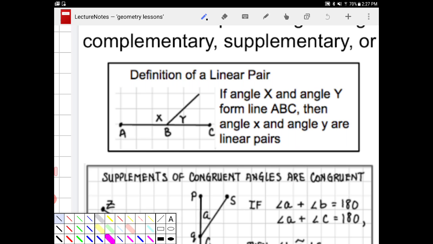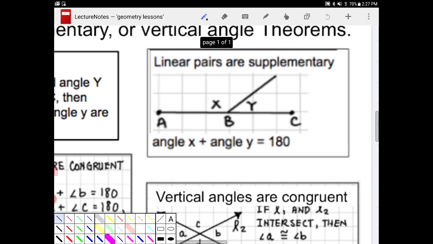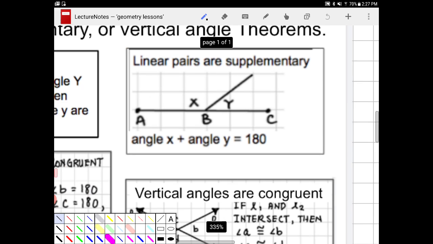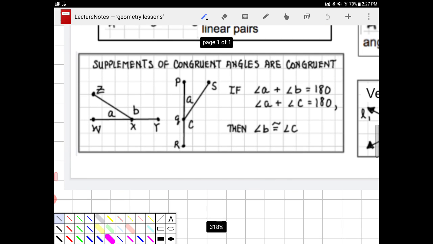Well, what happens as a result of this? Two angles that are adjacent to one another forming a straight line will end up with this concept. Two angles that are adjacent to one another are indeed supplementary. Linear pairs are supplementary. This idea here comes in super handy, especially when it comes to solving for angles to be congruent.